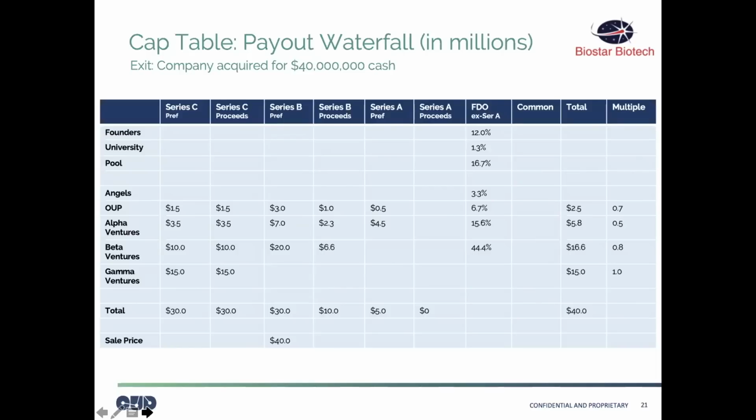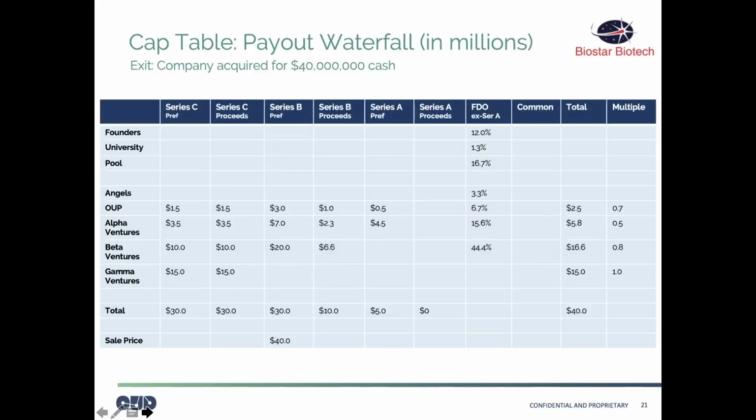Obviously, they take their money back because there's only 40 million to go around, and 30 of it's been taken by Series C. So there's only 10 million left. So if you look at the Series B, the third column, that's what was invested. If you apply that, so that was 30 million, you have to cut that by a third because there's only 10 million available.